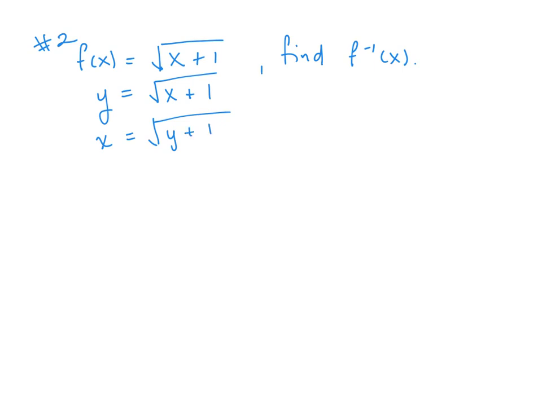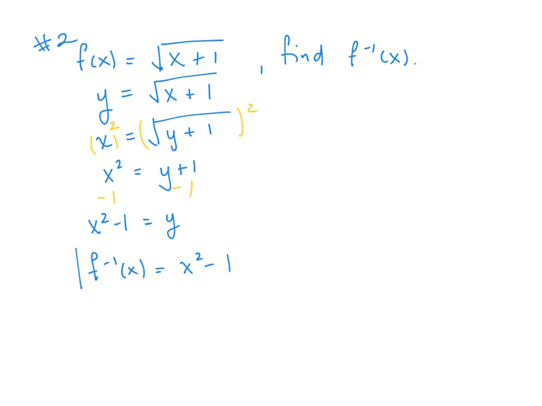To get rid of this square root, I'm going to have to square both sides of my equation. So on the left-hand side, I'll have x squared. And on the right-hand side, the square root and the square will cancel, and that'll leave me with y plus 1. Subtracting 1 from both sides gets me x squared minus 1 equals y. And now that I've solved for y, I can rewrite this as f inverse of x equals x squared minus 1.